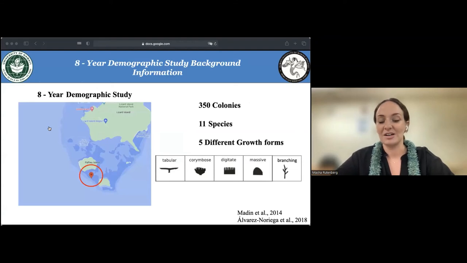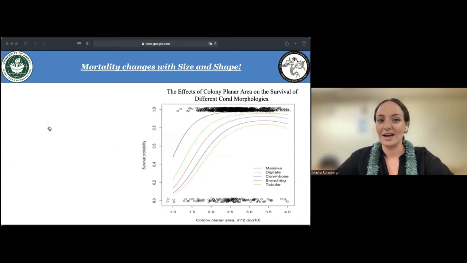This study was conducted off the coast of Lizard Island in the Great Barrier Reef. Over the course of 8 years, 350 coral colonies were observed from 11 different species pertaining to 5 different morphology types: tabular, corymbose, digitate, massive, and branching. From the raw data of the study, I was able to run my own statistics and results. In front of you is a graph that demonstrates the effects of colony planar area on the survival of different coral morphologies.